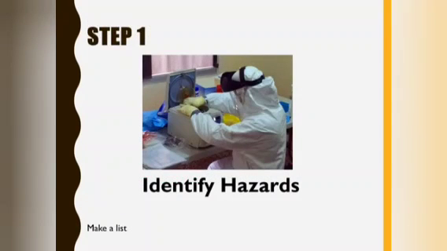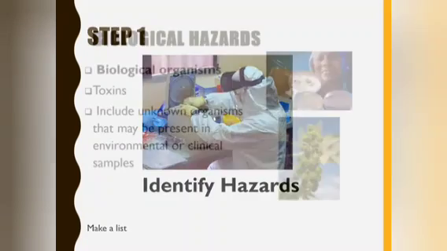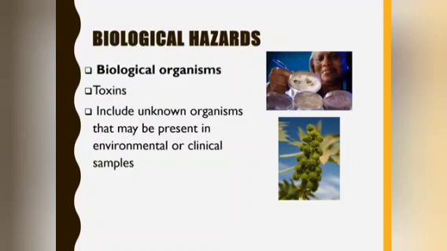Step 1. Identify the hazards and make a list. Examples of hazard would be biological hazards like pathogenic organisms, toxins, unknown organisms that may be present in the environment or clinical samples.